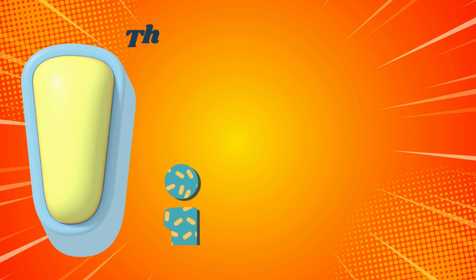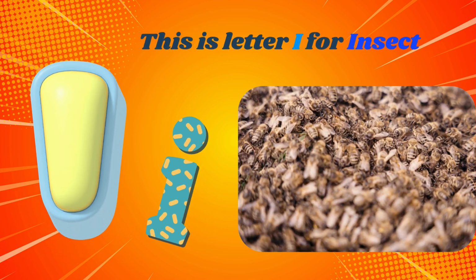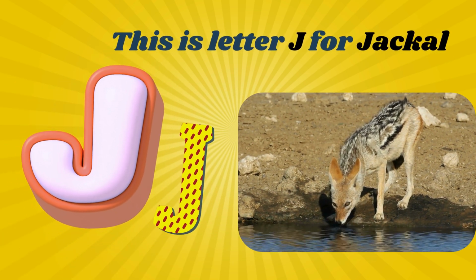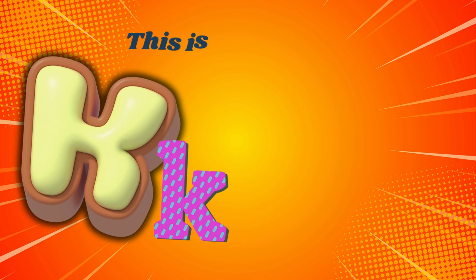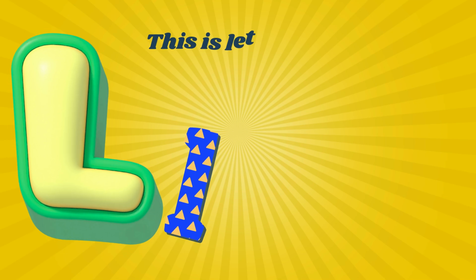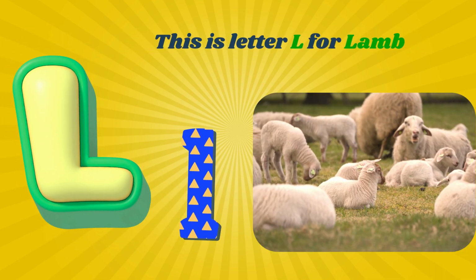I. This is letter I for insect. J. This is letter J for jackal. K. This is letter K for kitten. L. This is letter L for lamb.